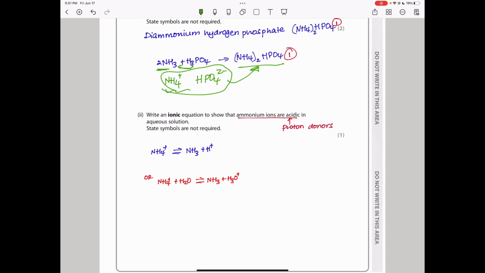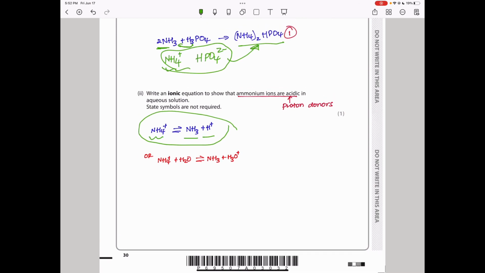And then next, write an ion equation to show that ammonium ions are acidic in aqueous solution. So of course, this one, I'll say ammonium is going to be broken down to produce ammonia and H+. This is showing that it's acidic because it's a proton donor. Let's continue to the next part.